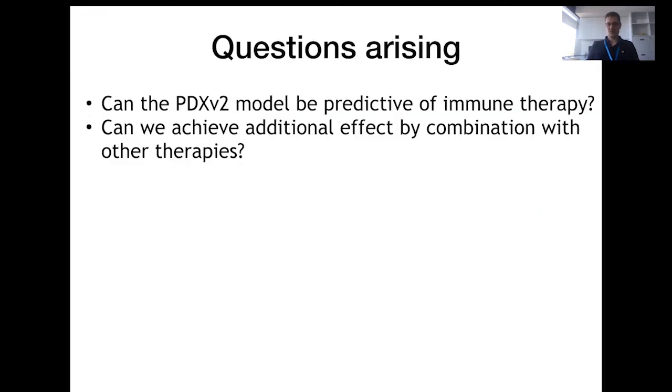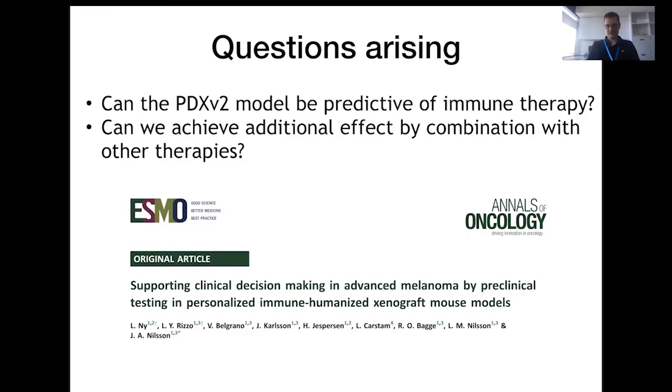But what we didn't know is whether or not the PDX version 2 model also can be predictive of other types of immunotherapy, and if we can achieve additional effects by combining with other therapies. So we have done this recent paper published earlier this year, where we basically show that the PDX version 2 model can also be predictive of PD-1 therapies, and you can gain additional effect by combining with targeted therapy and ACT in skin melanoma.